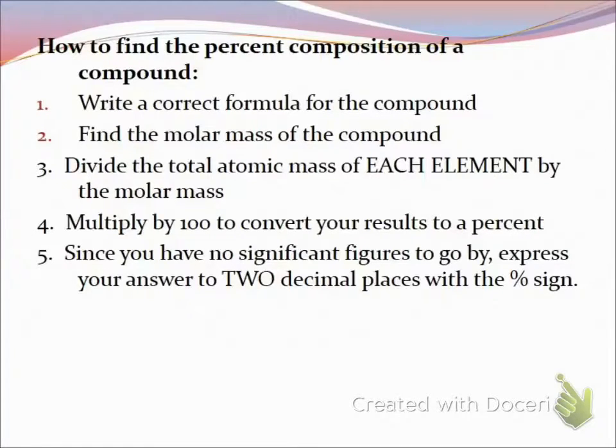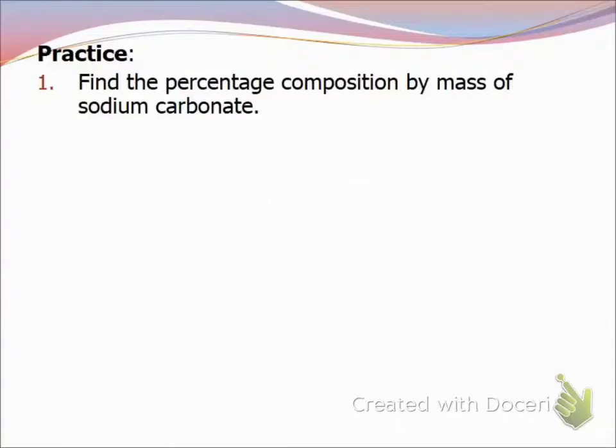And then you divide the total mass of each element by the molar mass, and then multiply by 100. We're going to report our percent compositions in 2 decimal places. Okay, so let's do an example. This one says find percentage composition by mass of sodium carbonate. If it doesn't tell you a specific element, then you find for all the elements.